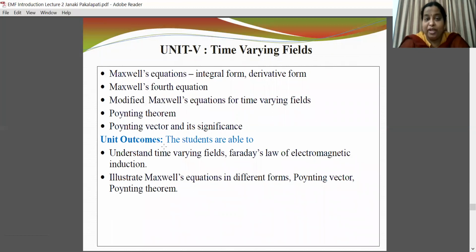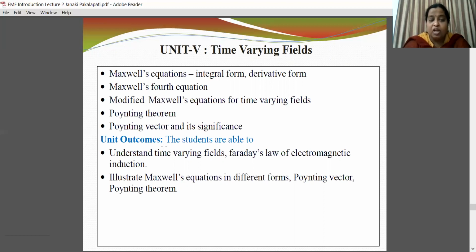Coming to the last unit, which is time varying fields. So far, electrostatics is over and magnetostatics is over. But now the third category of electromagnetic field theory is time varying fields. That means electromagnetics. In this chapter, we are going to discuss several Maxwell's equations in their integral form as well as derivative forms. Then Maxwell's fourth equation, which is very well known to you all, is Faraday's law of electromagnetic induction. Also the modified Maxwell's equations for time varying fields, and the concept of Poynting theorem, Poynting vector and its significance.